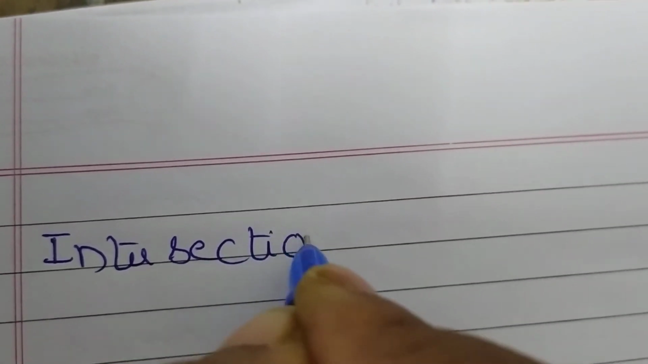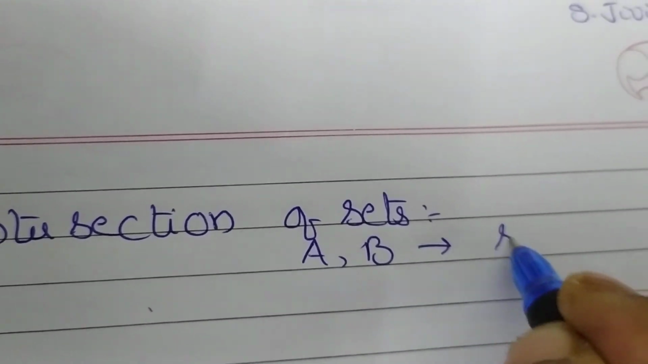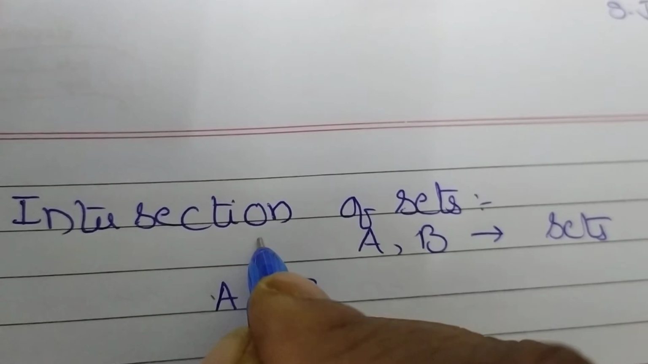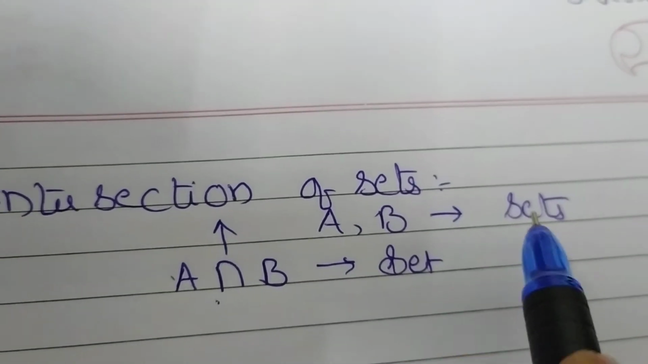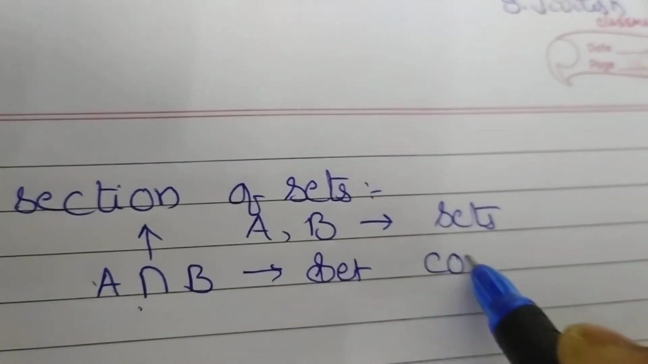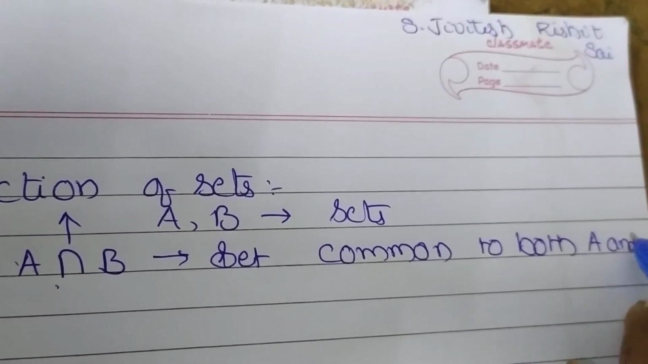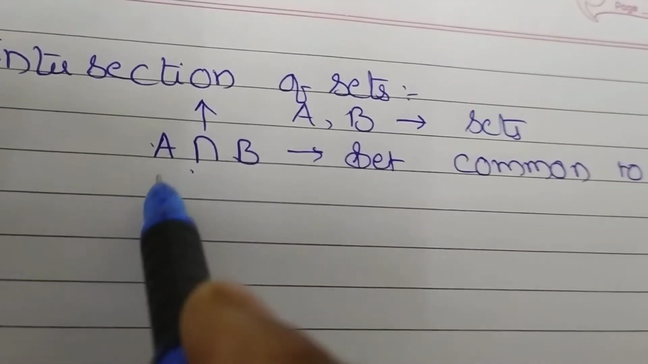Now coming to the intersection of sets. Intersection of sets means if I take A and B as any two sets, then A intersection B is denoted by A intersection B. This is the symbol for intersection. It is the set containing the common elements of both A and B. So which are common in both A and B, only those elements will be coming in this set. So which are common to both A and B, those elements form a set that is called the intersection of the sets.